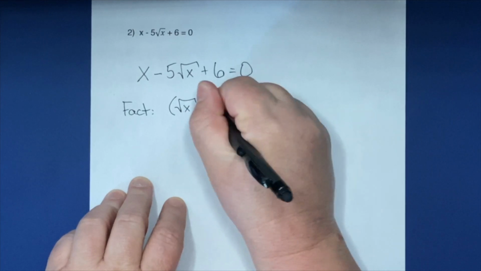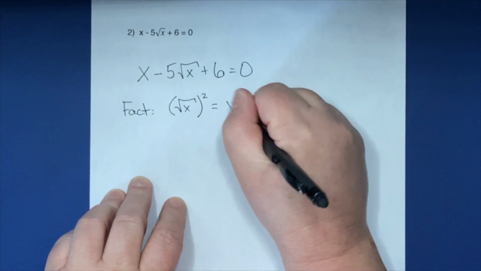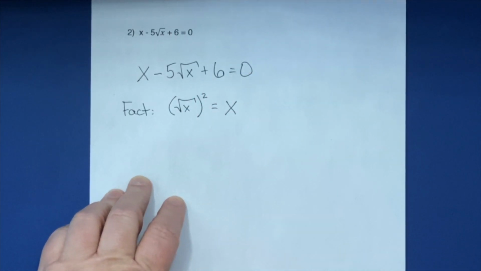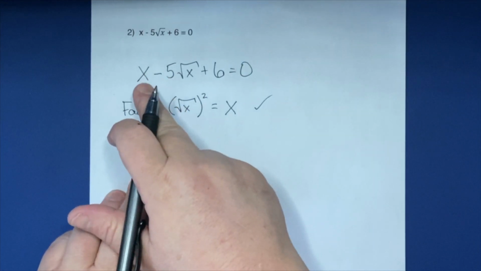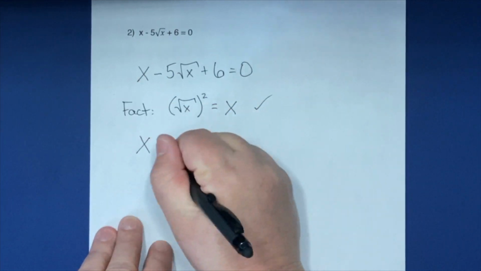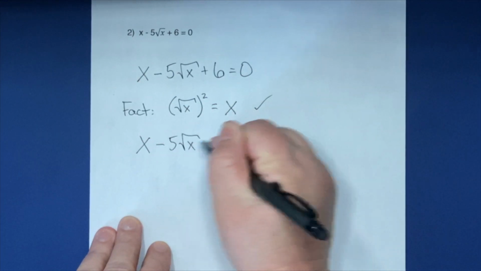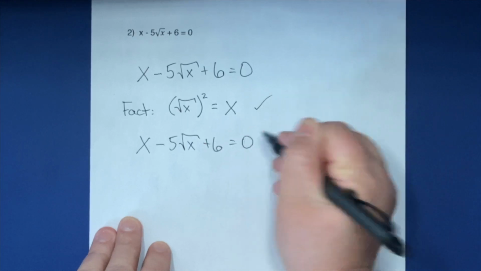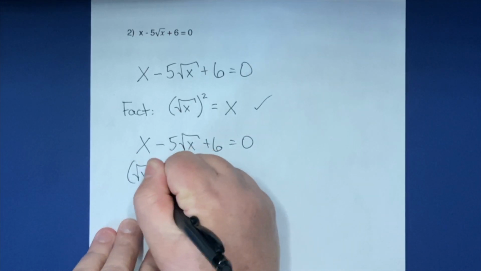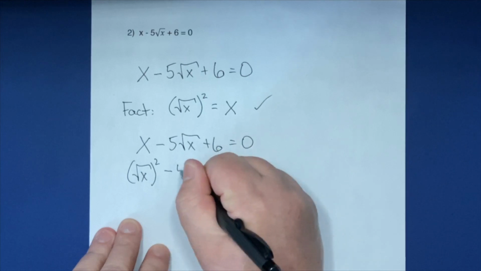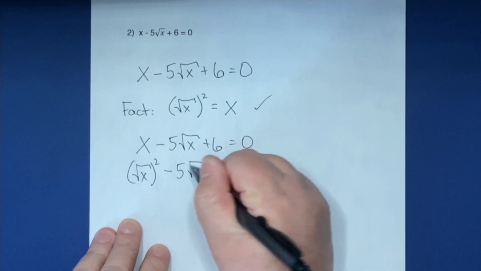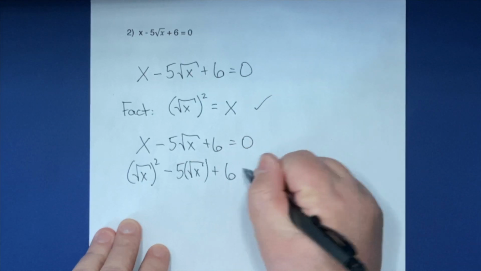The square root of x, or radical x squared, is x. Do you agree with me? Hopefully you do, because it's true. I'm not trying to trick you. Yep, that's true. So in other words, where I've got this x right here, x minus 5 radical x plus 6 equals 0, this is actually radical x, the quantity squared, minus 5 radical x plus 6 equals 0.